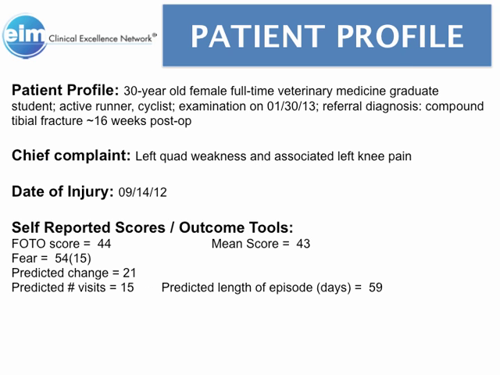Self-reported scores, as measured by the FOTO, she had a score of 44, whereas the mean score for that condition is a 43. Predicted change was 21, predicted number of visits was 15, and the predicted length of this episode was 59 days.